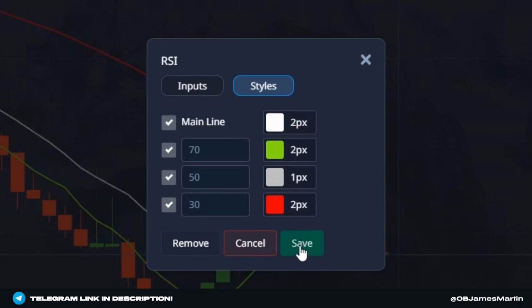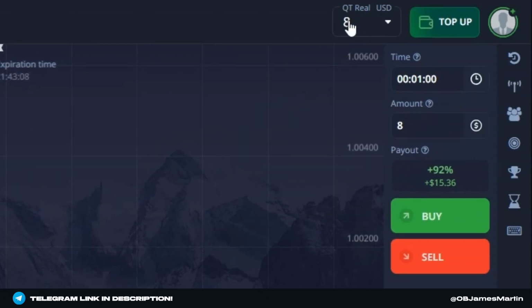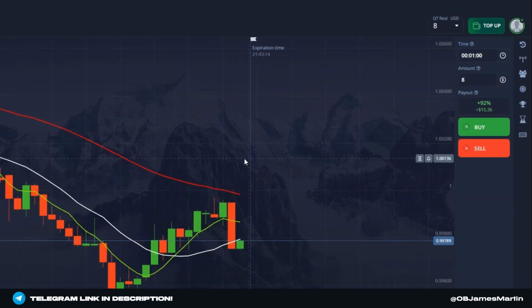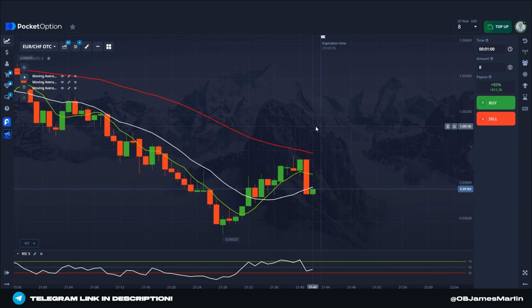Now, the strategy is easy to understand. So now let's explain the method, guys. 1 minute expiration time, and $8 is what we're going to start with. So now we have all that set up. So let's start with this.